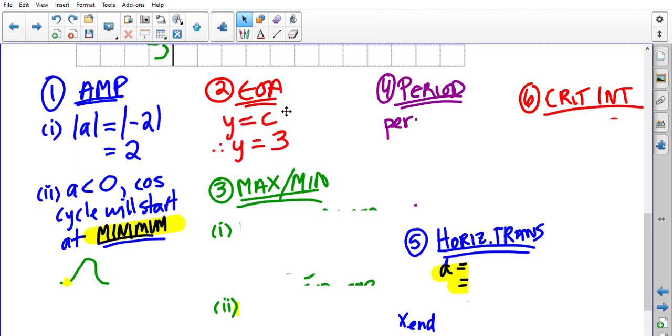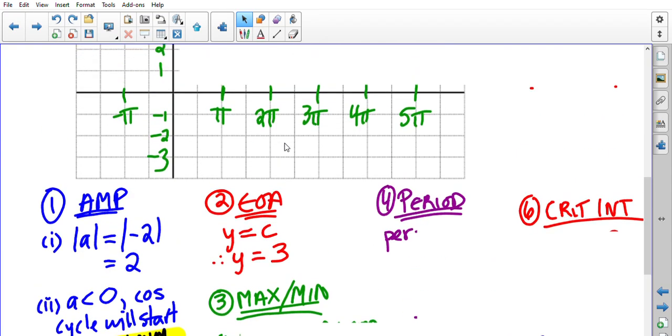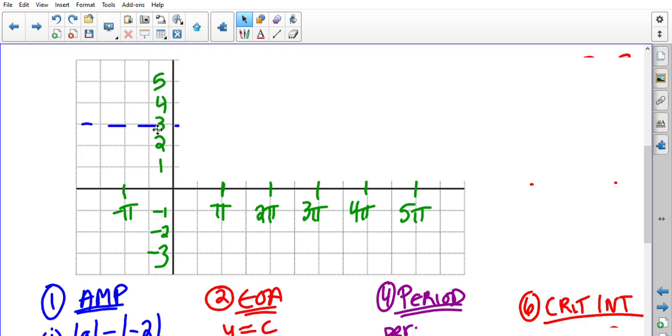So we figured that out because we know it's y equals whatever the c value is. So we get y equals 3. And you're going to notice I kind of started drawing that in there if you've already started your graph.